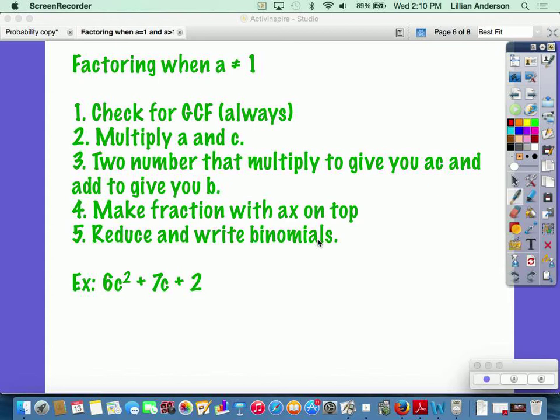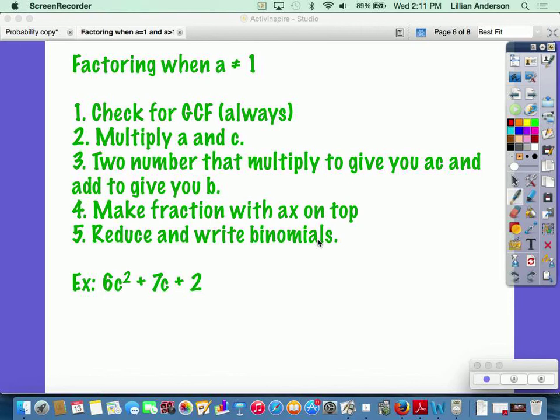Step 2, because a is not 1, it's bigger than 1, what you want to do is you want to multiply a and c together. So whatever a is, whatever c is, you multiply them together and you get a number. Now, step 3, you want to find two numbers that multiply to give you the number you found in step 2, or basically a times c, and add to give you b, just like before.